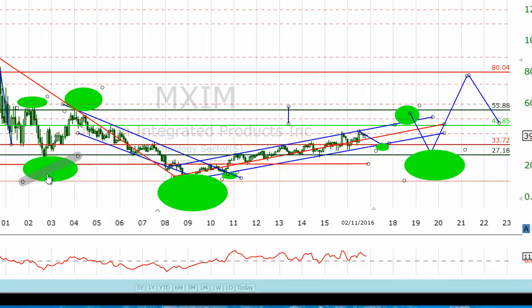So this will be our left-hand side shoulder. This will be the head of this Maxim Integrated Products. And this will be the right-hand side shoulder. And from there, we will push it up. There is one more thing. Did I say to you, I go a little bit deeper and deeper and deeper? Yes. All right. Stay with me.